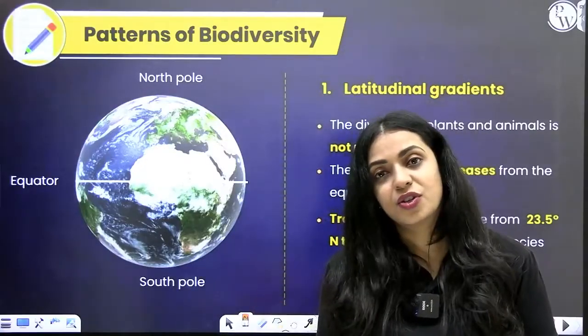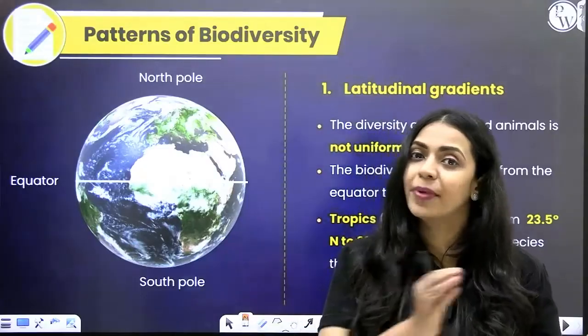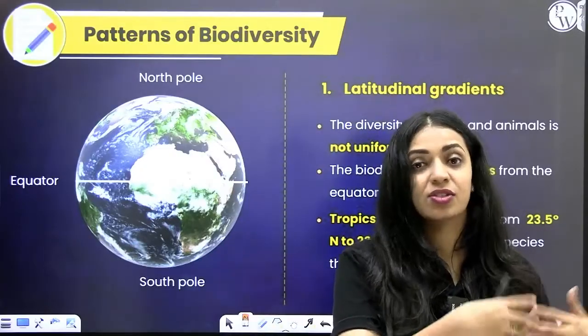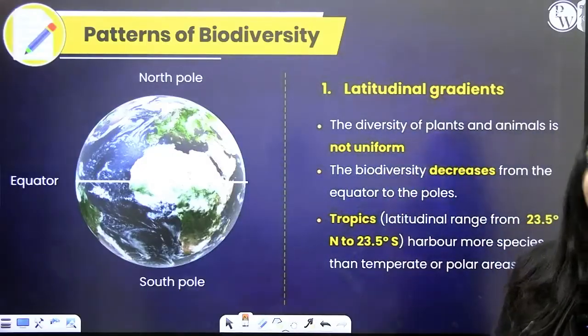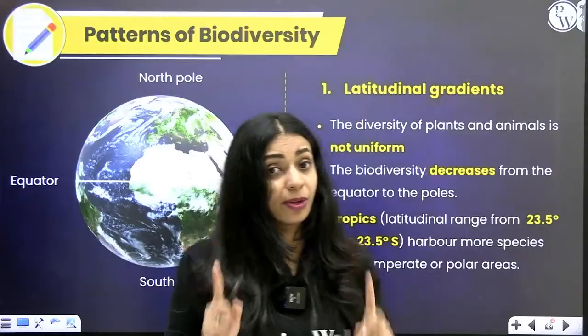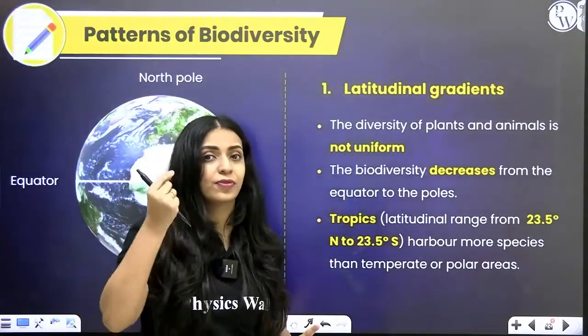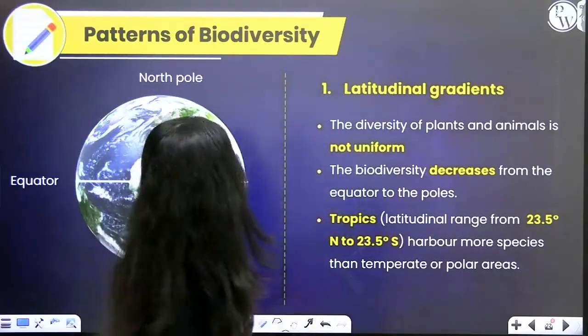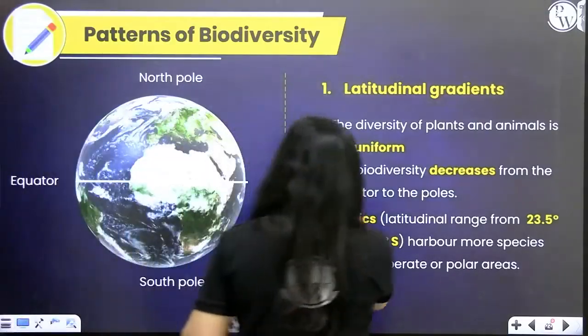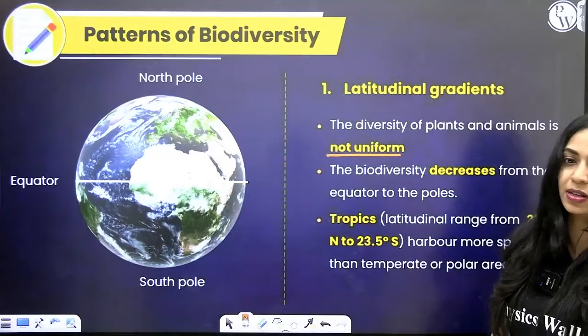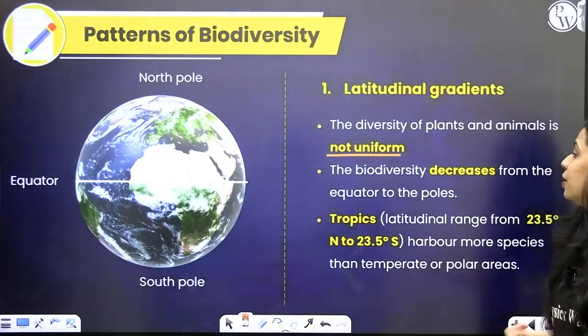There are certain regions where the species diversity is much higher compared to other regions where the species diversity is not as high. Over here, I want you to remember time and again that when I say species diversity, I'm not talking about the population, I'm talking about the number of species that are present in that area. So the diversity of plants and animals is not uniform across different parts of the world.